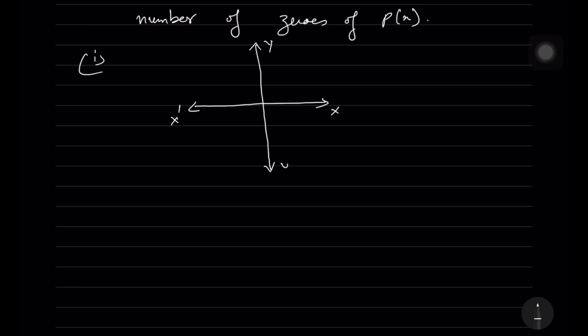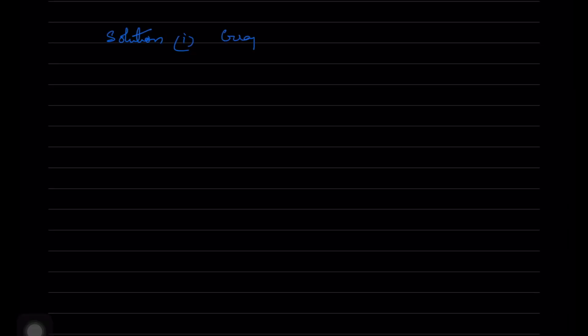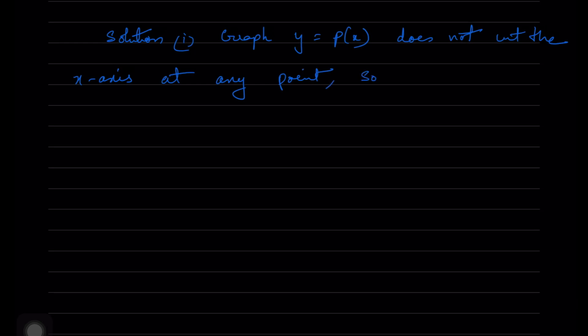Now in the first case we have the x-axis, y-axis, and the graph is given. The graph given over here is intersecting only the y-axis, it is not intersecting the x-axis. So over here the graph y is equal to p of x does not cut the x-axis at any point, so the given polynomial has no zero. There is no zero at all existing for this type of polynomial.